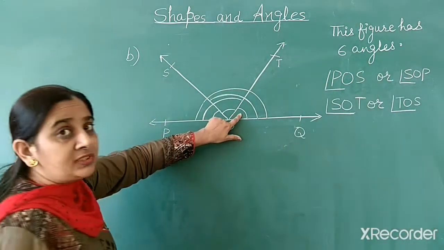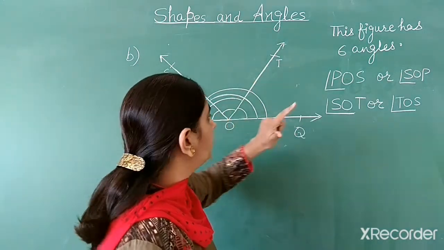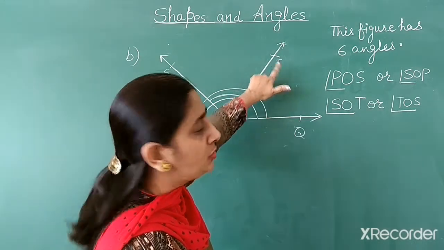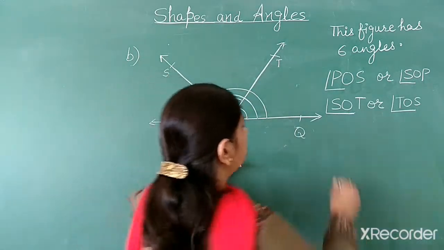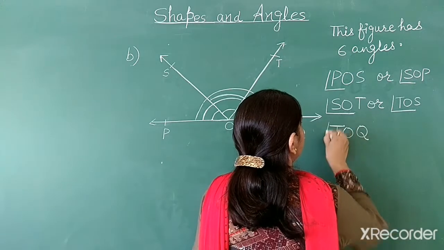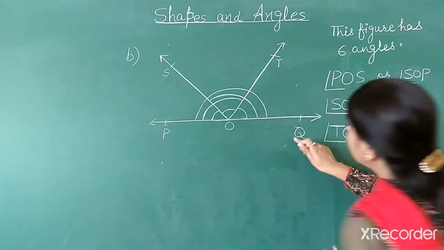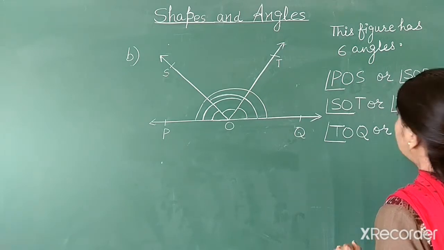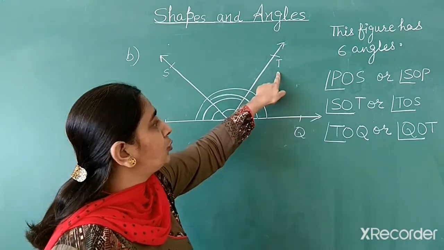Now children, we will write the name of this third angle. This is our third angle. It is made by the two different rays OT and OQ. So either you can start writing the name of this angle from the point T or from the point Q. So I am starting from point T. T, then vertex O, and then point on the second arm, that is Q. So the name of this angle is TOQ, or you can write QOT also. First write the point on the first arm, then vertex, and then point on the second arm.